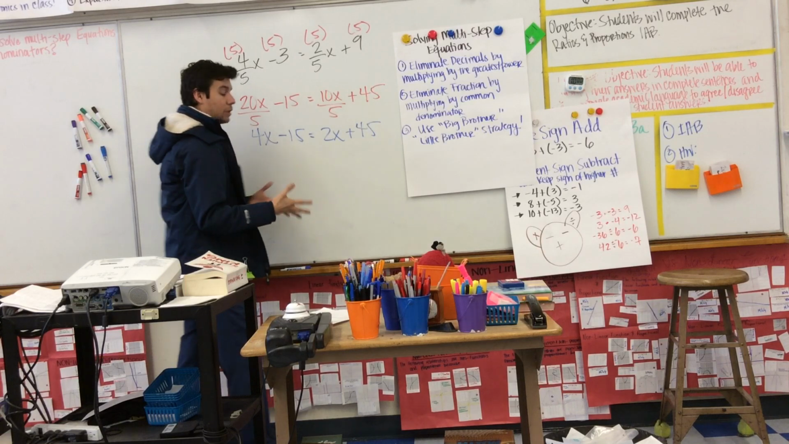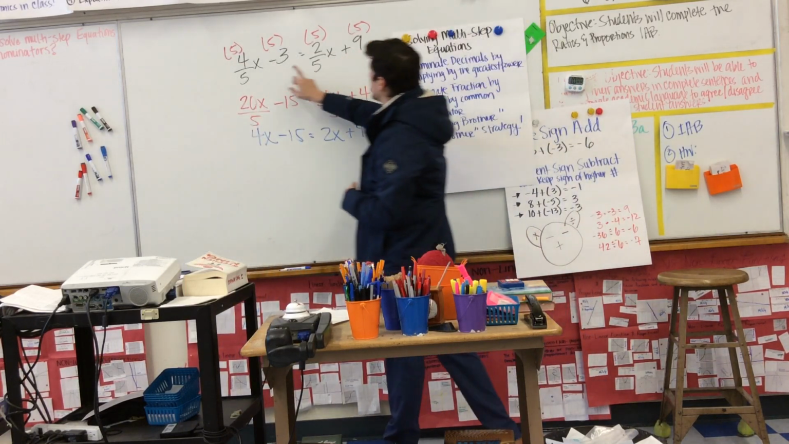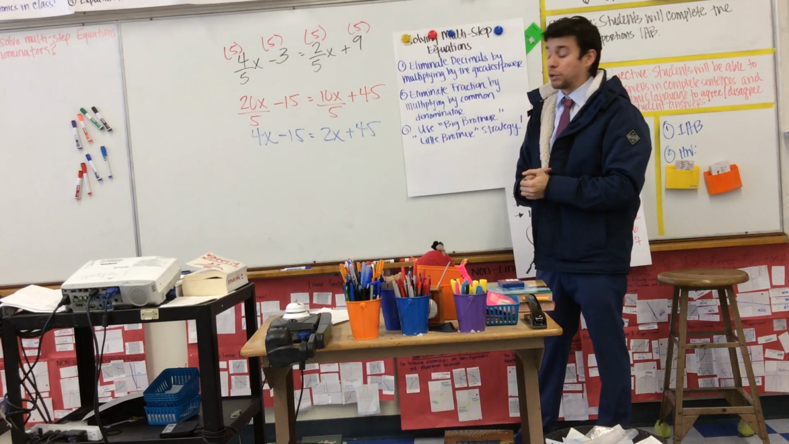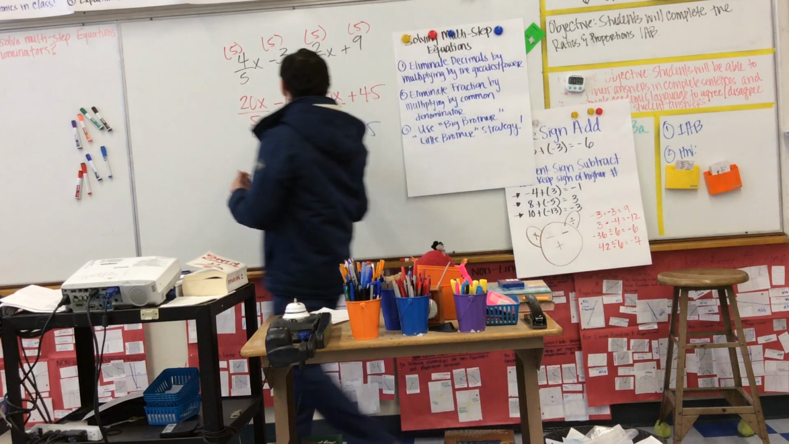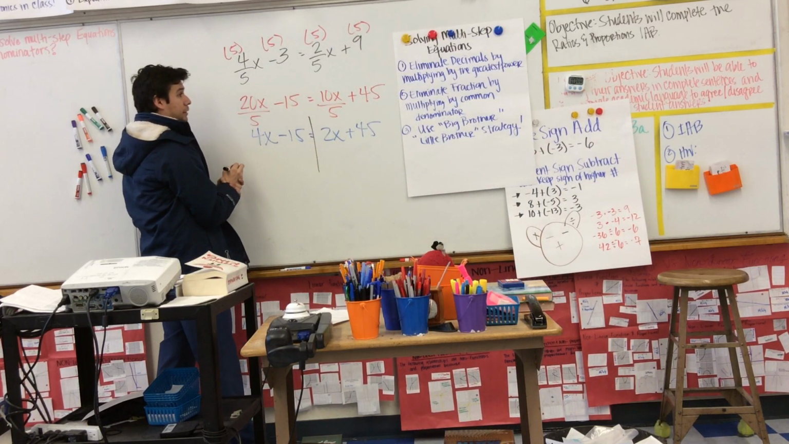And look at this, peeps. Now it's a problem that you know how to do. We just eliminated the fractions by multiplying by the common denominator. Now we have a nice problem. So let's go ahead and solve it. This is the part where I'm going to go a little bit fast just because you should already know how to do this. Draw the barrier.